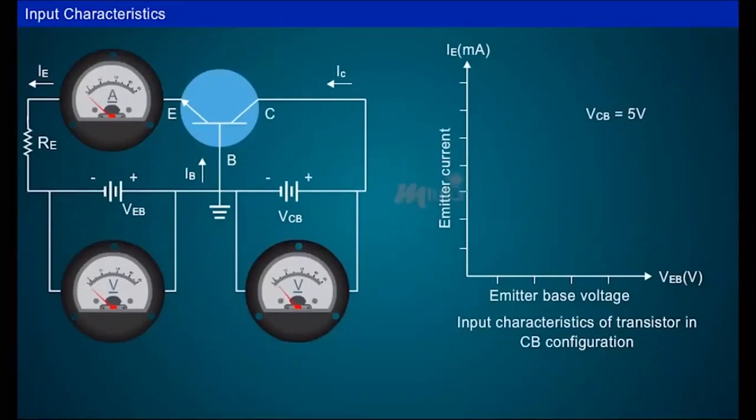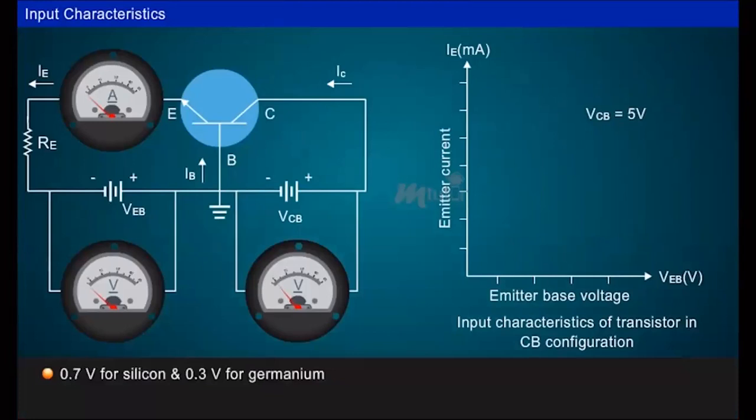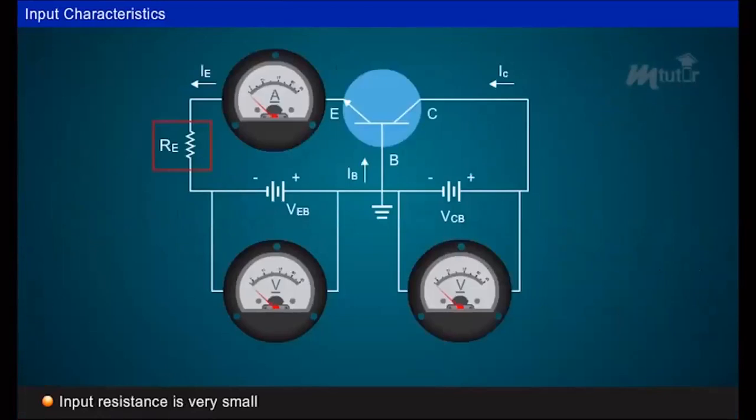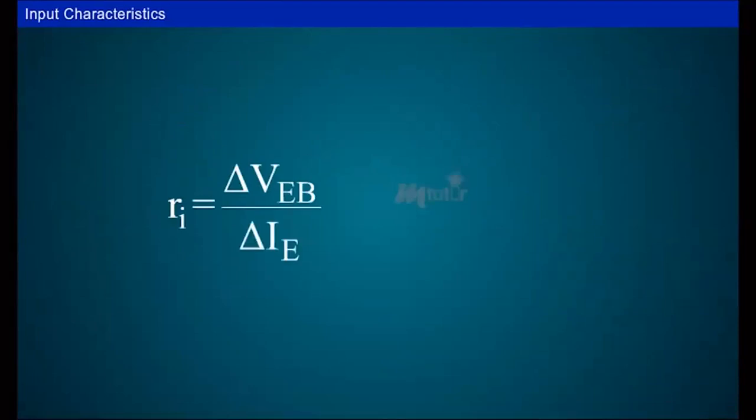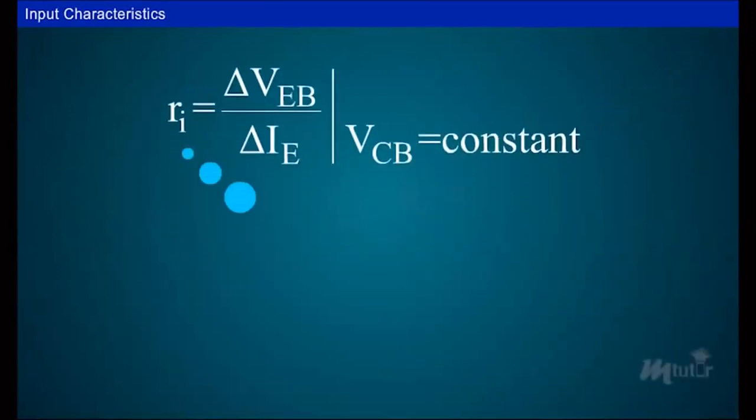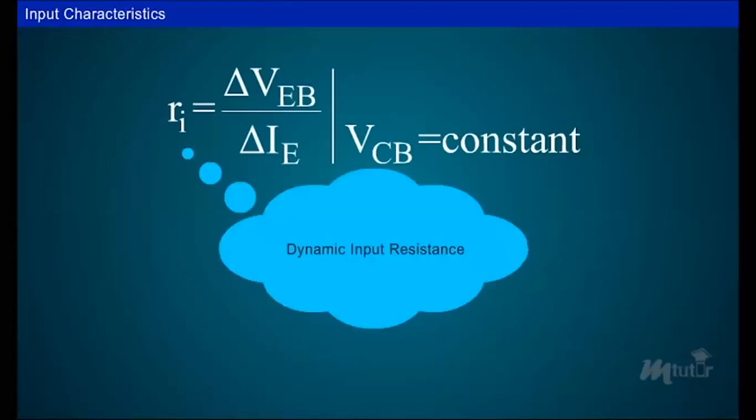After the cut-in voltage, 0.7 volts for silicon and 0.3 volts for germanium, the emitter current IE increases rapidly with small increase in emitter base voltage VEB. It means that input resistance is very small because input resistance is the ratio of change in emitter base voltage to the resulting change in emitter current at constant collector base voltage. This resistance is also known as the dynamic input resistance of the transistor in CB configuration.